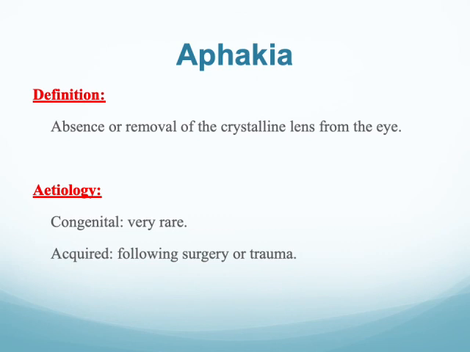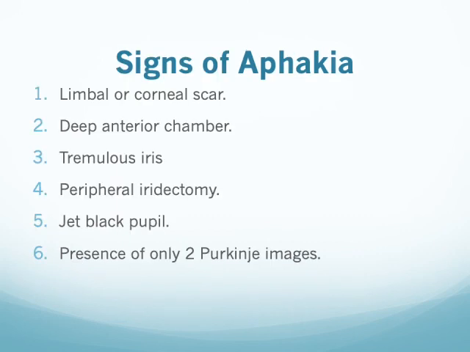Our last topic today is aphakia. It is the absence or removal of the crystalline lens from the eye, and it could be congenital, which is very rare, or acquired following surgery or trauma. The signs of aphakia include limbal or corneal scar after cataract surgery, deep anterior chamber because the lens is no longer there, tremulous iris, because the iris is not supported so it moves with the movement of the eye, and peripheral iridectomy, which we usually do with cataract surgery.